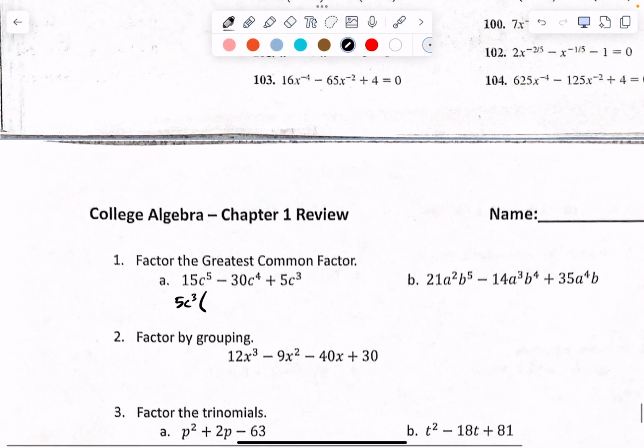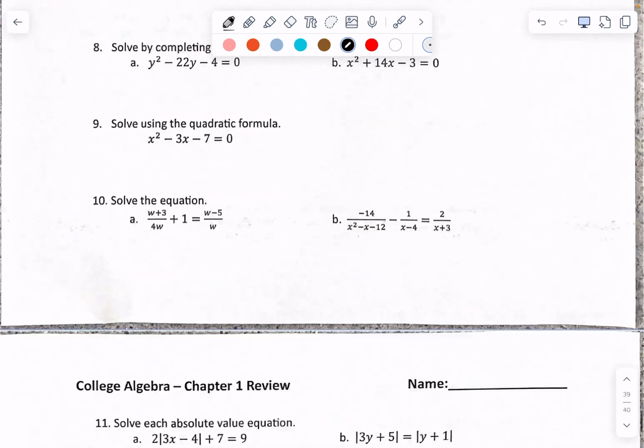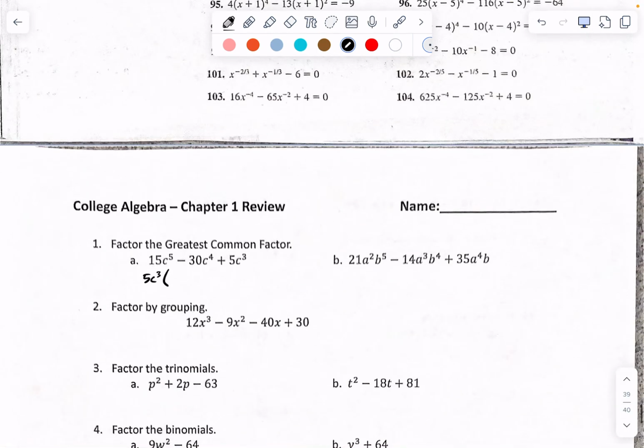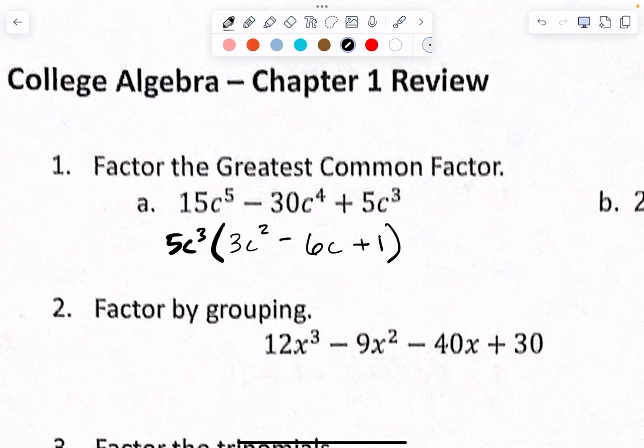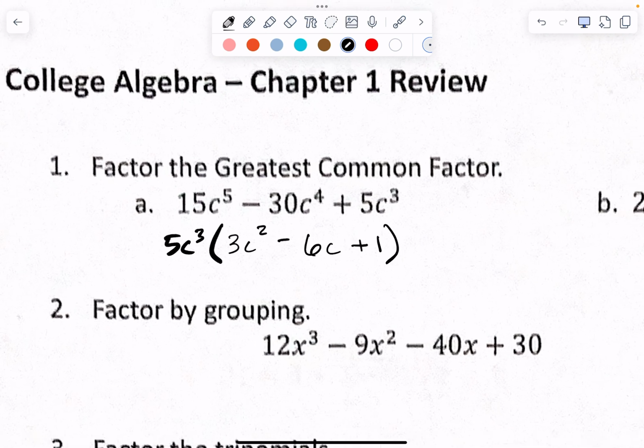Okay, hey, Aiden, we're on the chapter review. We're just starting. This is just a front and back. But here we go. We're starting to factor the greatest common factor. Pull a 5c3 out. Left is 3c squared minus 6c plus 1. Yeah, don't forget the 1 on the back, okay? And you're just pulling it out. You're not actually setting it equal to 0 or anything like that.